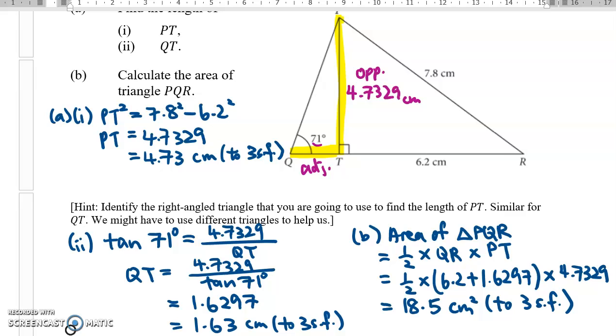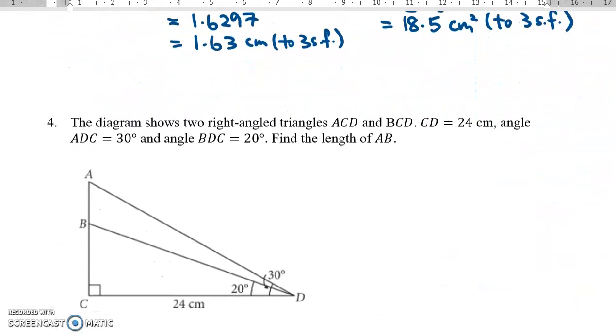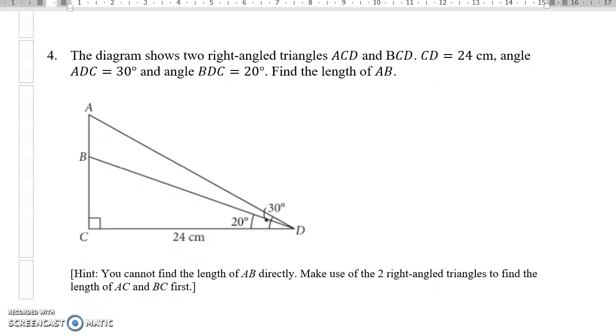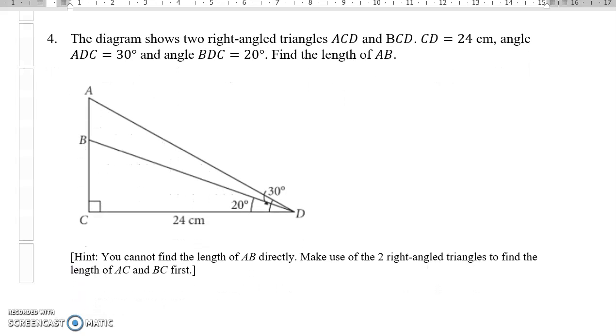We'll go on to the next question. For question 4, the diagram shows two right angle triangles, ACD and BCD. Given CD is 24 cm, angle ADC is 30 degrees, angle BDC is 20 degrees. We need to find the length of AB. So the hint given is that we cannot find the length of AB directly. So we have to make use of the two right angle triangles to find the length of AC and BC first. Then I would subtract the length of BC from AC for me to find AB.